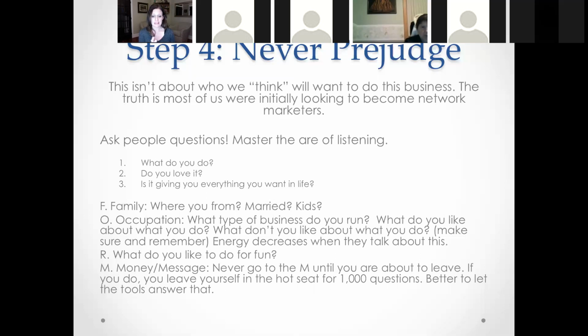We were taught this at an event we did recently, basically an acronym to think about the way to have conversations with people. When you're meeting somebody new, just start with their family: where are you from, married, kids, that kind of thing. Then occupation: what is it that they do, what's their profession, what do you love about it, similar to what I was just mentioning. And what do you do for fun is recreation.